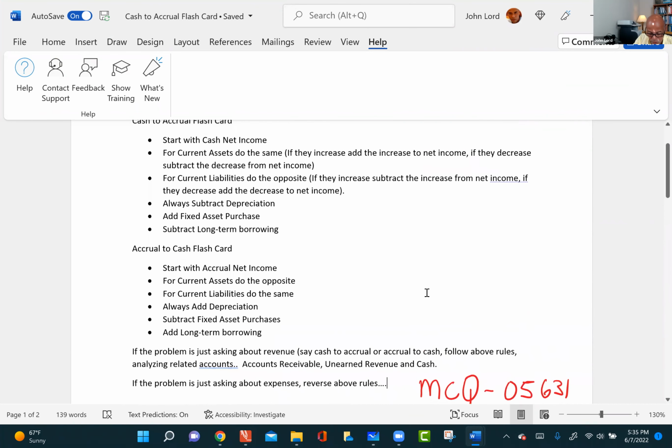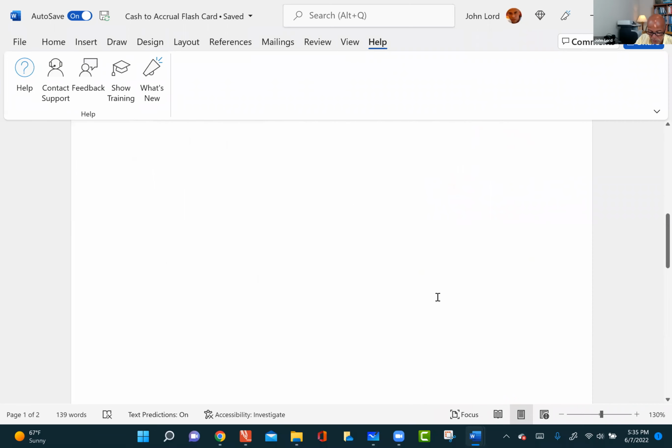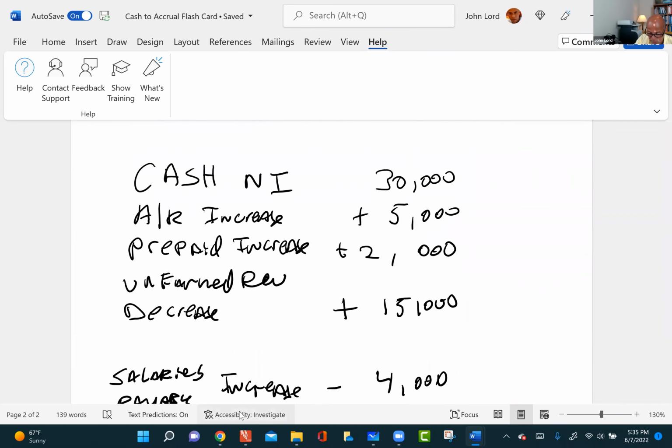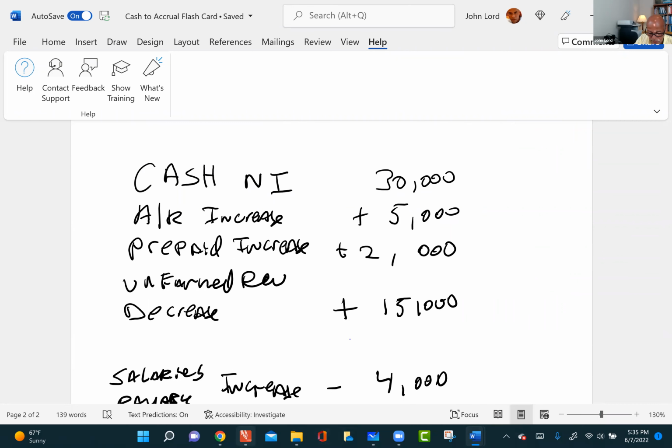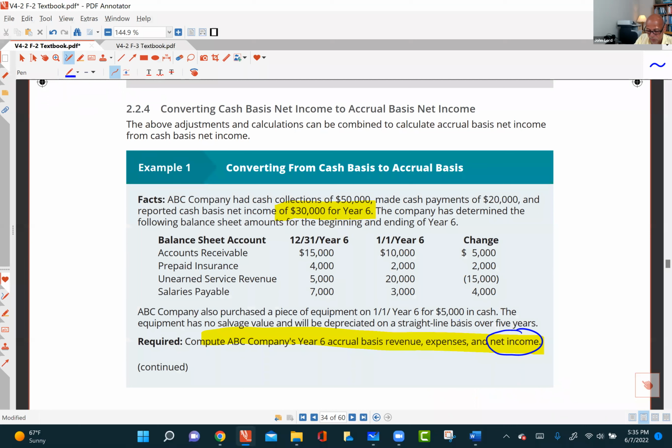And then the rule is what? The rule is for current assets, do the same, and for current liabilities, do the opposite. Okay, so we start to take a look. Let's go back to the example. They tell us that the accounts receivable did what? The accounts receivable increased. And so for an asset, we're supposed to do the same, aren't we? Okay, so what do we do?